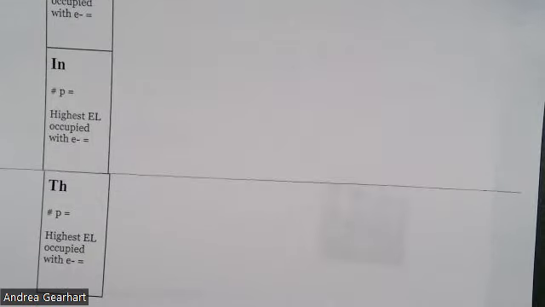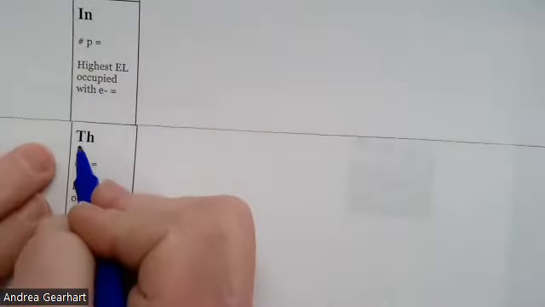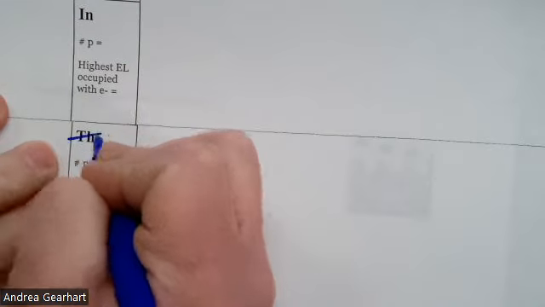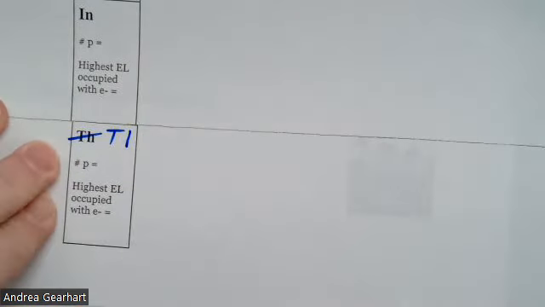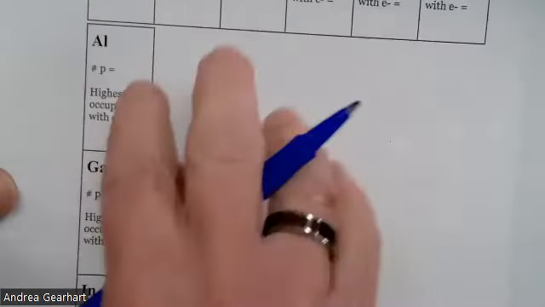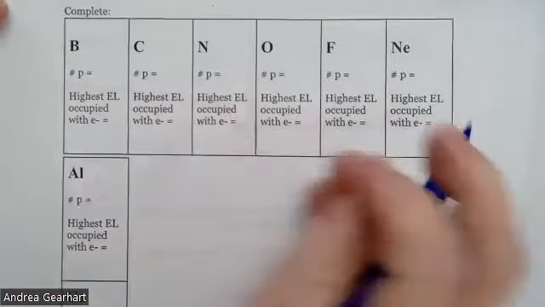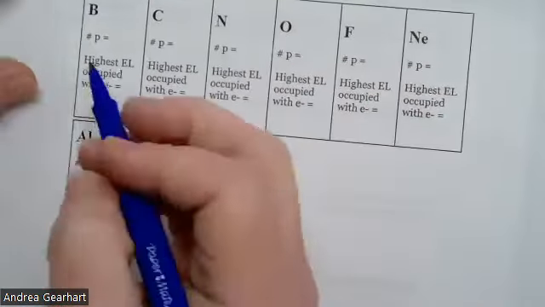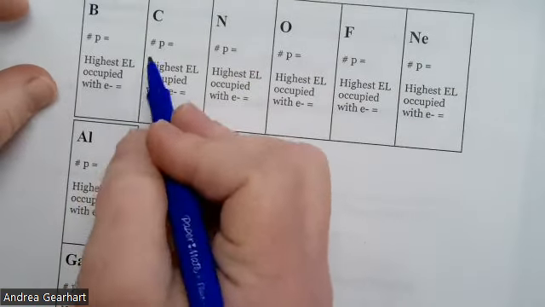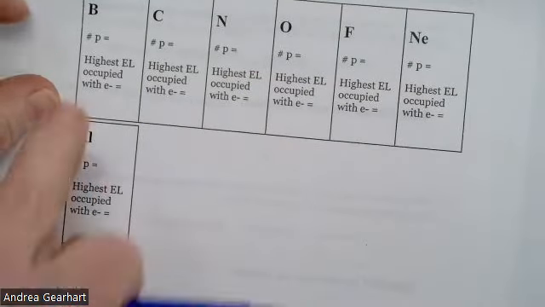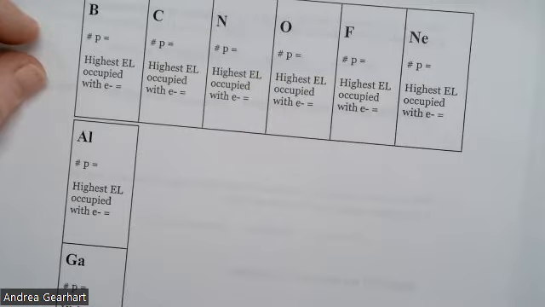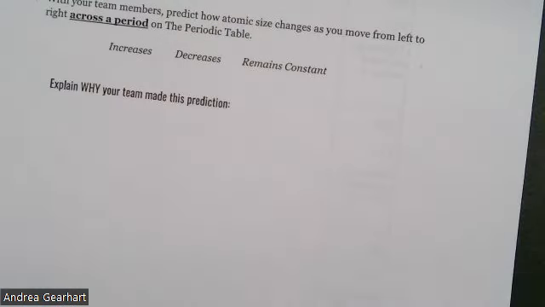First, I'm so sorry, typo error. This is TL, not TH. So we're just doing boron to neon and then B to TL. All we're doing is filling in, okay, how many protons do these have? And then what is the highest energy level that has electrons for these? Okay, take it away.